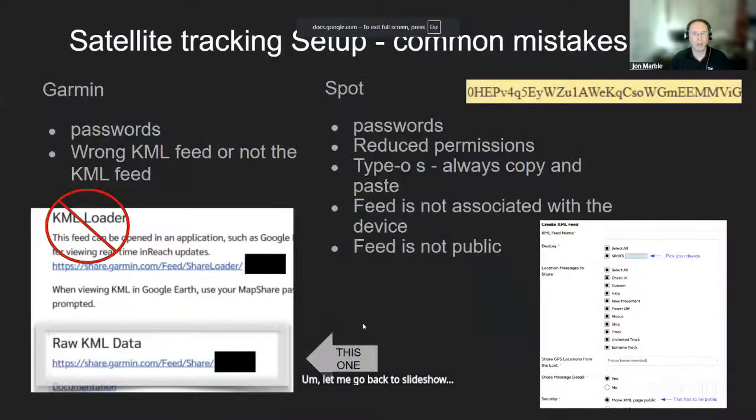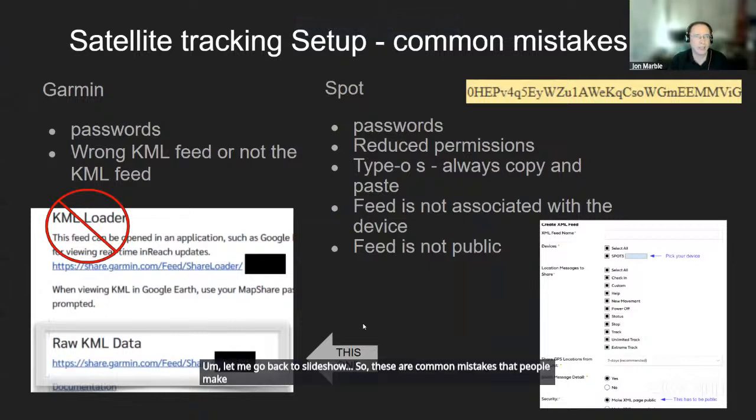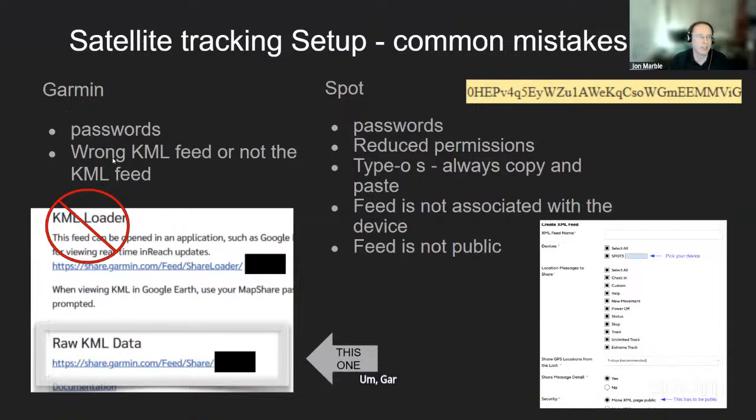Let me go back to slideshow. So these are common mistakes that people make when they're setting up their satellite trackers, right? Garmin tends to have fewer mistakes. I'll say in general, I like the Garmins better than the Spots, but the Spots work perfectly nicely and they have some nice features. But anyway, people tend to set up passwords.